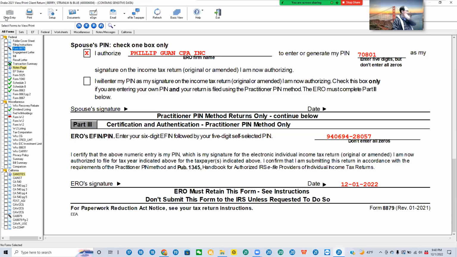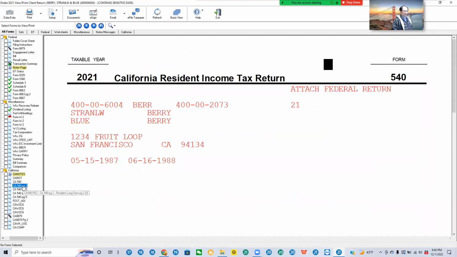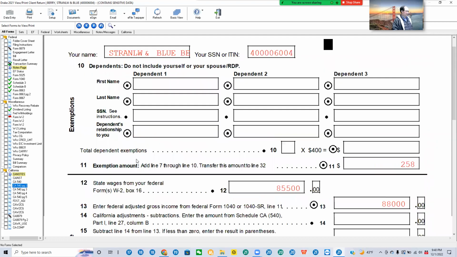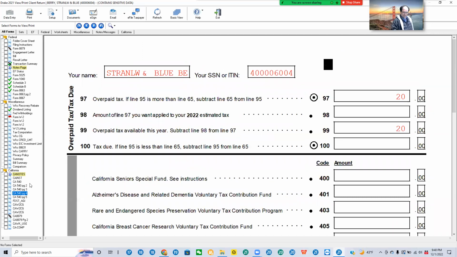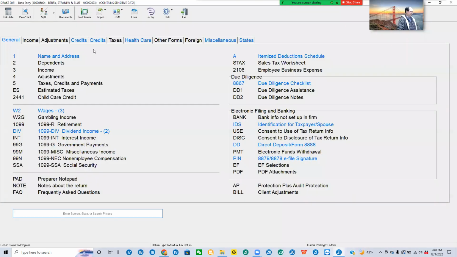So in here, in the state of California, it's pretty straightforward. You input the information and most of the adjustments are made automatically by the software. Now, let me say it this way.